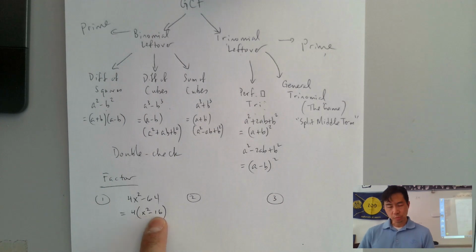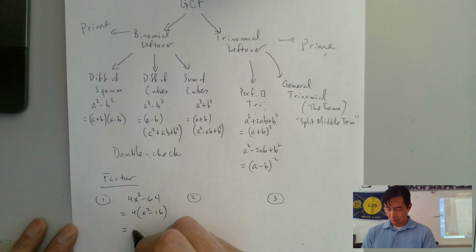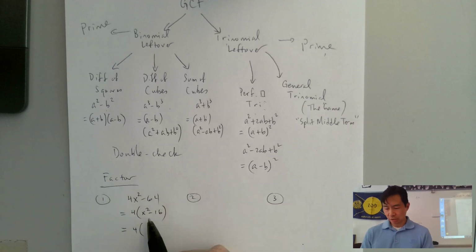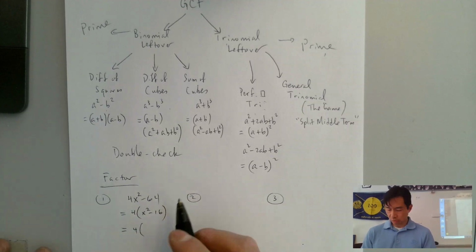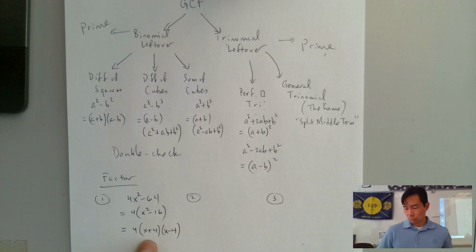Perfect square minus perfect square. Yes, it's difference of squares. A is x and b is 4. So x plus 4, x minus 4. I double check my factors, make sure there's nothing else I can take out. And I make sure there aren't any like terms inside the parentheses. There aren't. So I'm done.